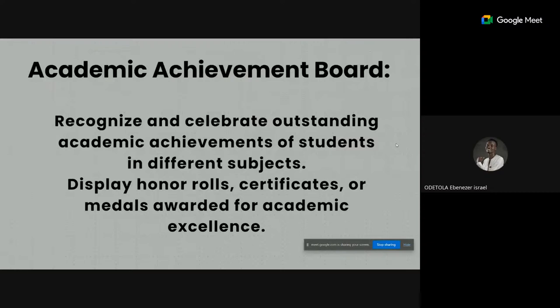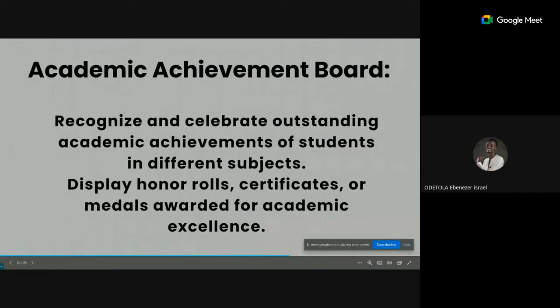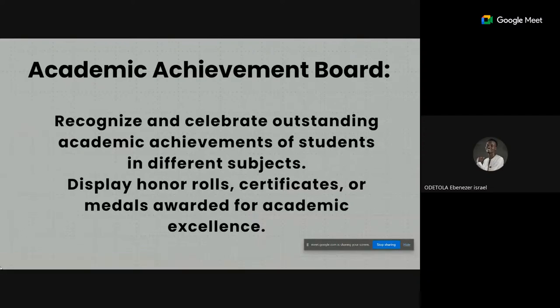You can recognize and celebrate outstanding academic achievement of students in different subject areas. For different subject areas, you can have a certificate for this term: this person, this is what you have done, outstanding in this, outstanding in that. You can make it a simple certificate, and you can also make it a medal.